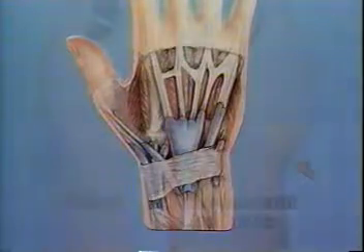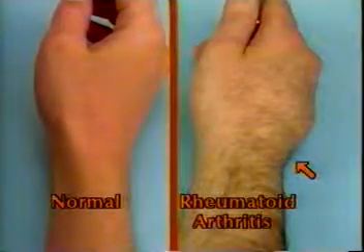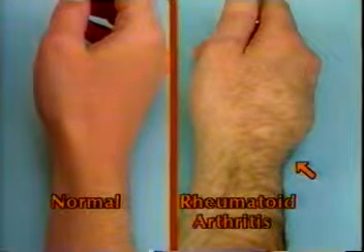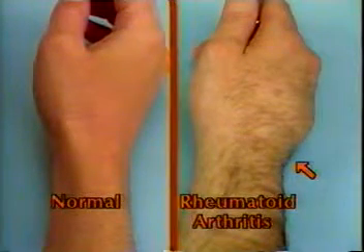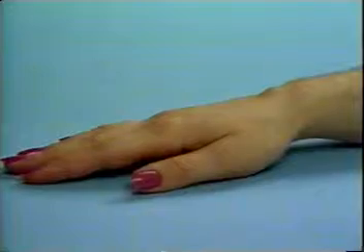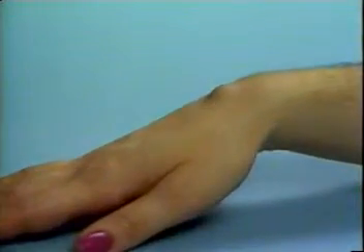Diffuse swelling on the dorsum of the wrist and hand, as seen in this patient with rheumatoid arthritis, is due to synovial inflammation of the dorsal tendon sheaths. Localized swelling is usually secondary to a ganglion, or more rarely synovial thickening involving only the tendon sheath or sheaths of a single compartment.